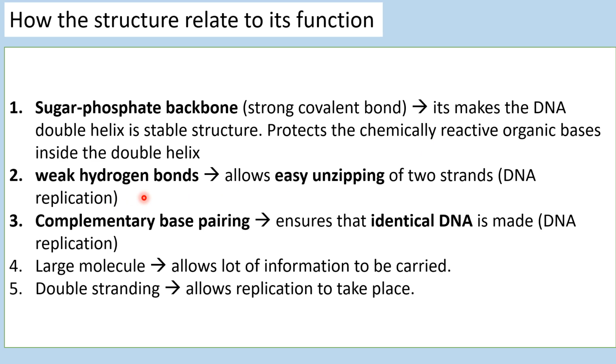Weak hydrogen bonds between the complementary base pairing, 2 strands. Why is it important to have weak hydrogen bonds? It allows easy unzipping. So during DNA replication, when the 2 strands unzip, it allows that to happen with ease. That will be covered in the next lesson on DNA replication. Complementary base pairing is another important point. We see A and T and C and G. They are complementary base pairing.